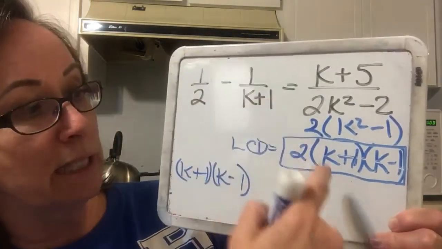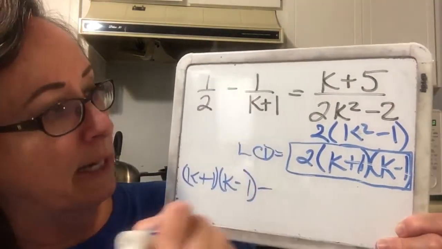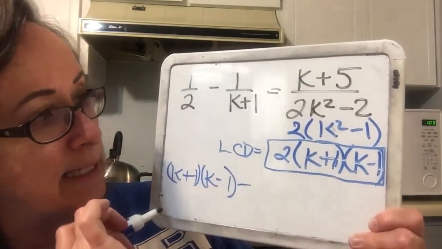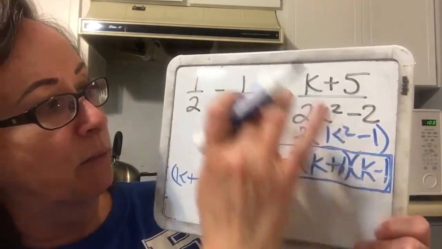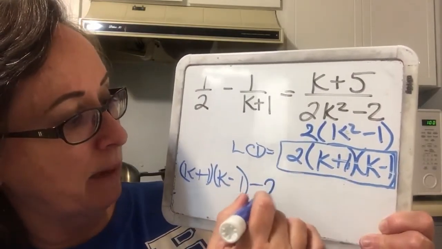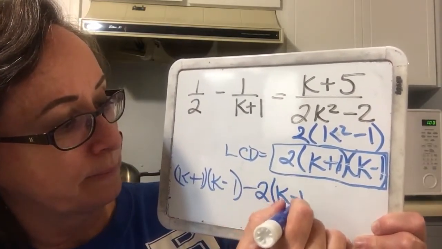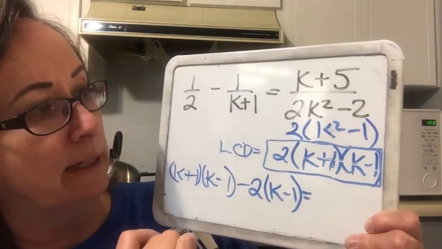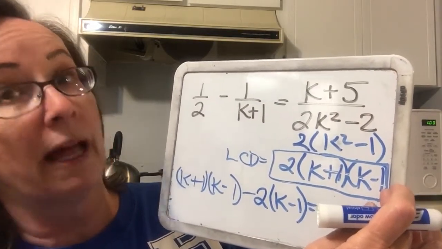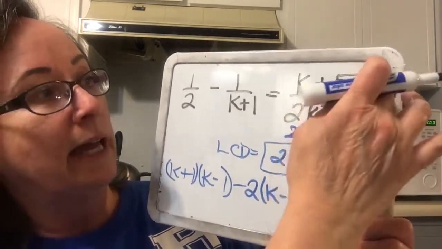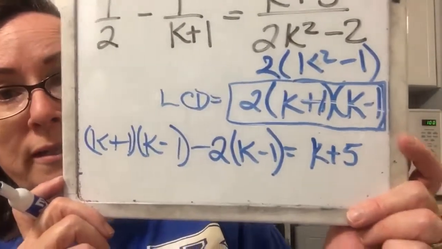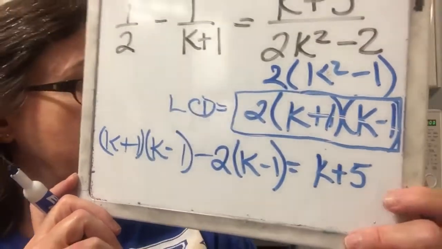So now the second term is going to be multiplied. I'm going to put a minus in the front for that minus. And then when I multiply 1 over k plus 1 times the LCD, the k plus 1 on the numerator and denominator will cancel, and I will get 2 times k minus 1. And then for the last one, the denominator is the least common denominator. I multiply through by the least common denominator, and I wind up with k plus 5. Okay, so notice no more rational expressions.